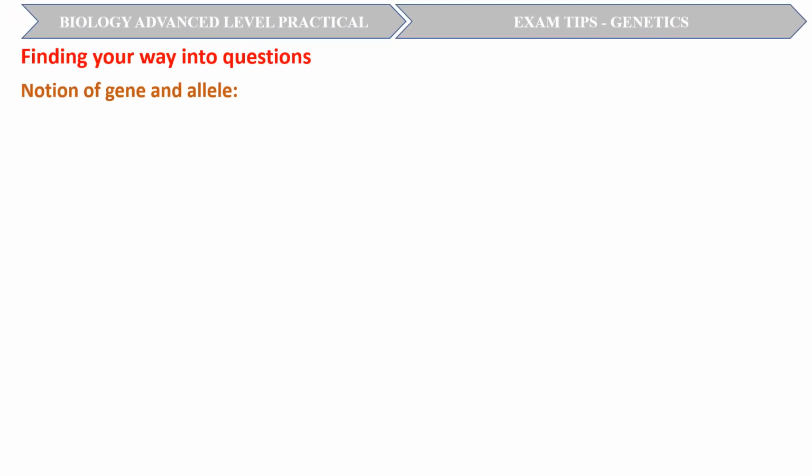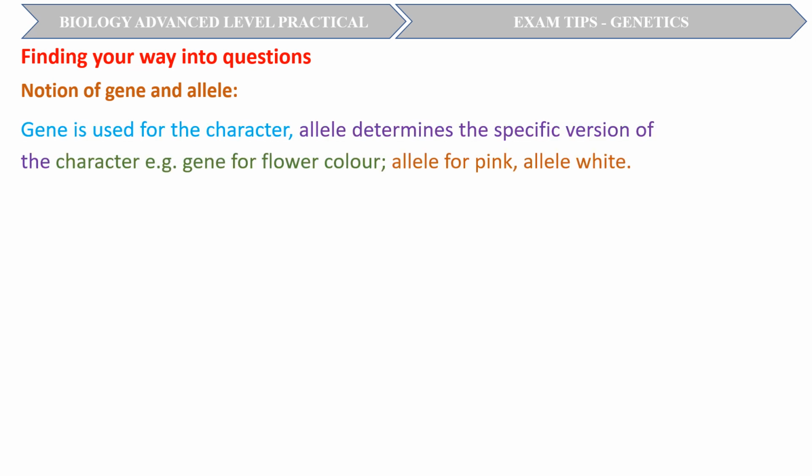Now let us look at how you can understand your questions and bring out the necessary information. Let us quickly look at the notion of the gene and allele, which is crucial to getting your answers right. Assuming that you know the definitions, a clarification that can help you define alleles in a cross is that the gene is used for the character, while the allele determines the specific version of the character, for example, the gene for flower color and the allele for pink color or white color.